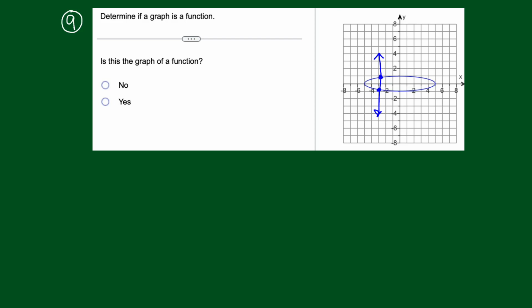So this is not a function, because suppose I was to pick f of, well, that looks like a -3. What value do I get back out? Do I get that y value or that y value? It's ambiguous. I don't know. So for one input, I get more than one output. That's the vertical line test. If a vertical line intercepts a graph, a curve, in more than one place, it's not a function. So we will mark down no, this is not a function.